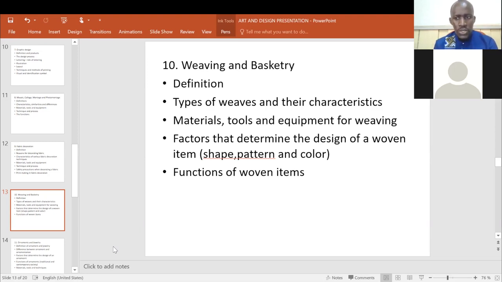We also need to pay attention to the materials, tools, and equipment for weaving. Again, pay attention to factors that determine the design of a woven item, that is the shape, the pattern, and color. Functions of woven items is also an important topic as far as weaving is concerned.